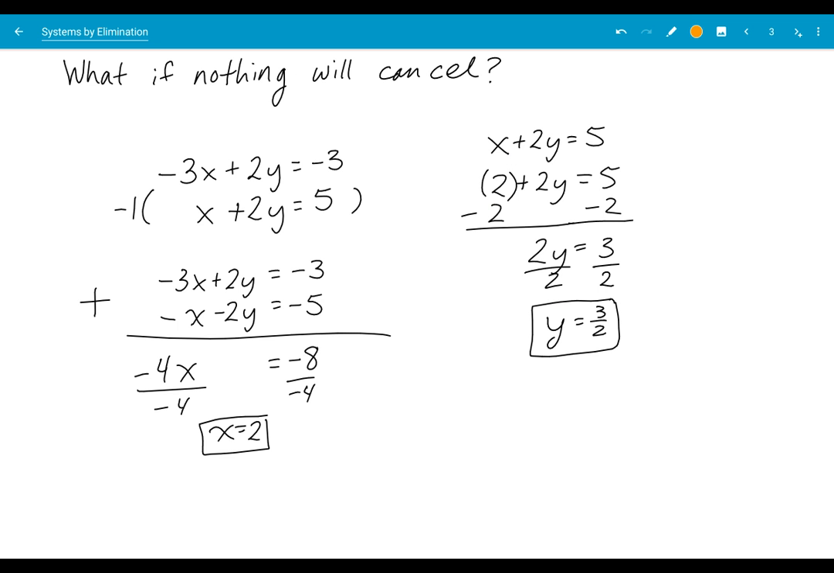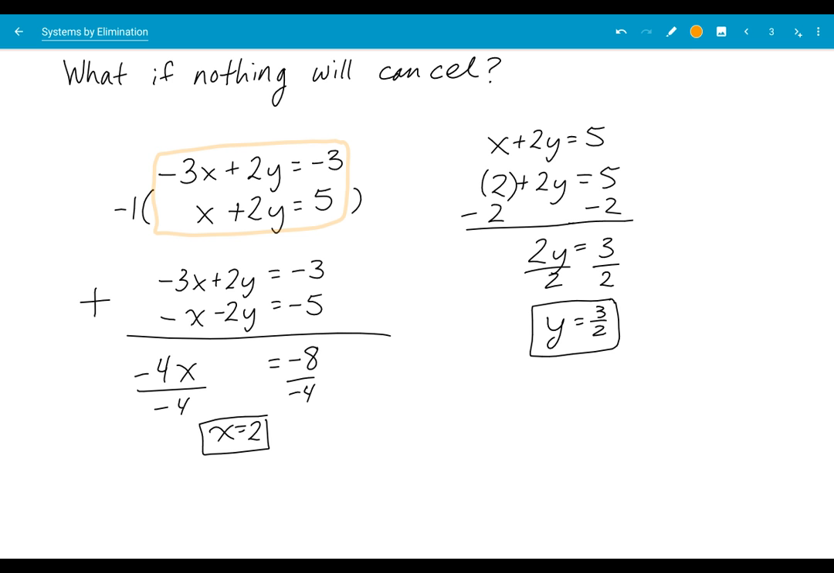So now you should be asking me the question, well, what if nothing will cancel? Well, we can do a little bit of fudging at the beginning in order to make it so that it will cancel. The way we do that is we identify a good opportunity. So we have two possible options here. These are the equations I started with.